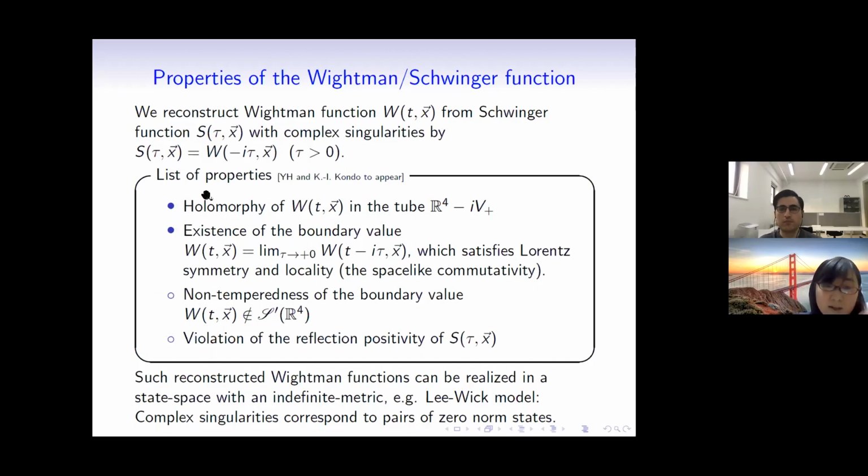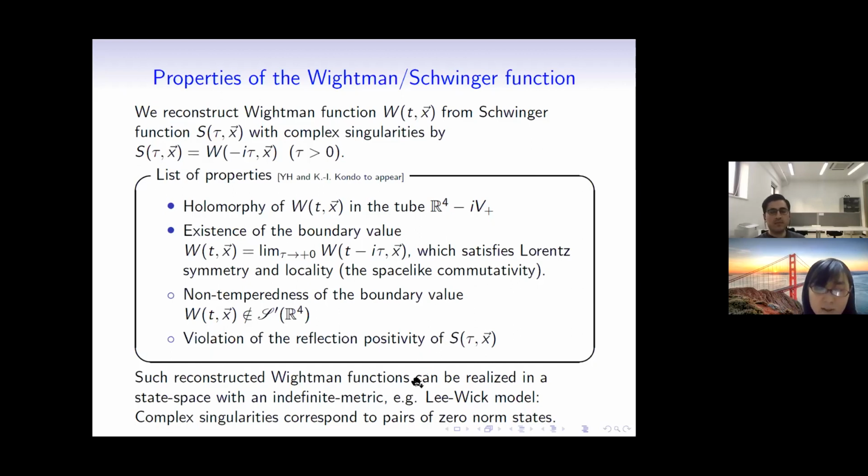First, the Wightman function is holomorphic in the tube. Second, it has a boundary value as a distribution, which satisfies Lorentz symmetry and locality. Third, while the boundary value is a distribution, it is not a tempered distribution. So the Wightman function is beyond polynomial growth. Fourth, the complex singularities violate the reflection positivity of the Schwinger function.